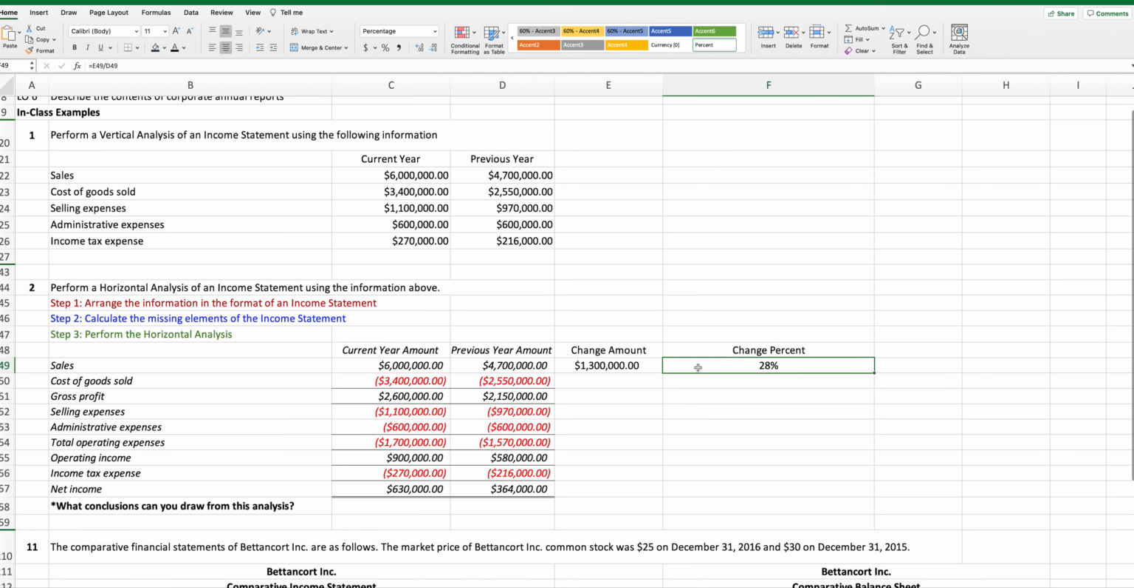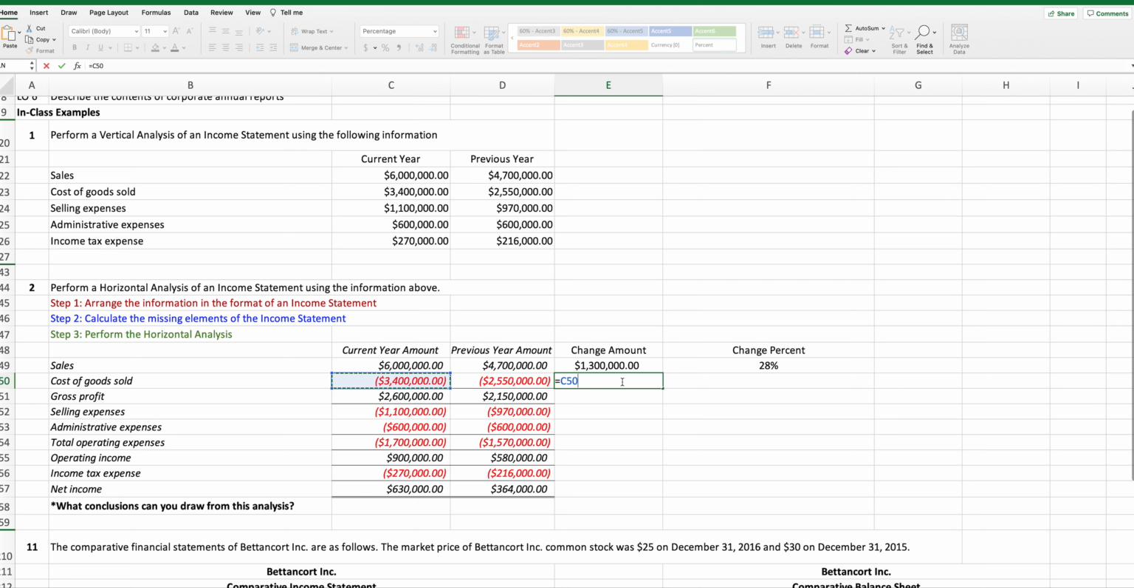I now want to look at my change percentage. I take my change amount and divide it by the previous year. So what does this tell me? This tells me that I have increased my sales by 28%. Now, given this information, we can do the same thing.